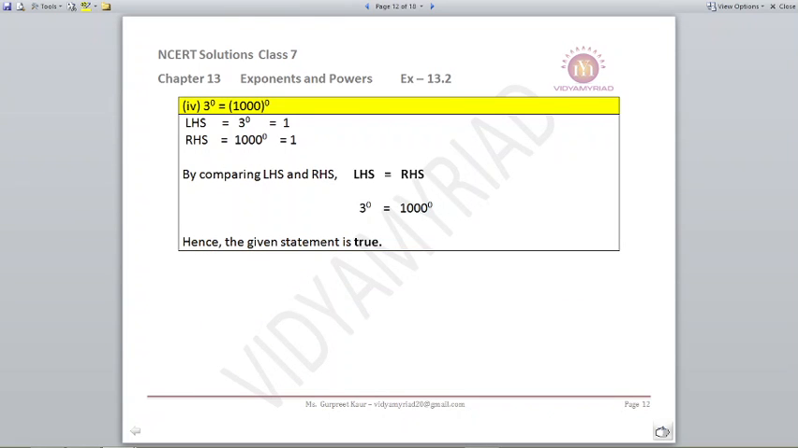3 raised to power 0 is equal to 1000 raised to power 0. We know that anything raised to power 0 is 1. So left hand side 3 raised to power 0 means 1. Right hand side 1000 raised to power 0 is also 1. So left hand side is equal to right hand side. It means my statement is true.